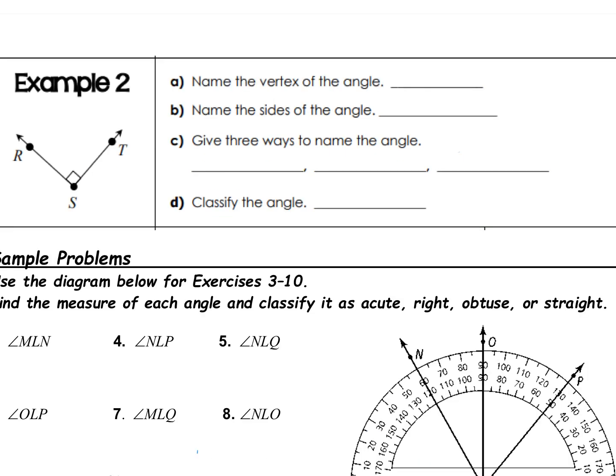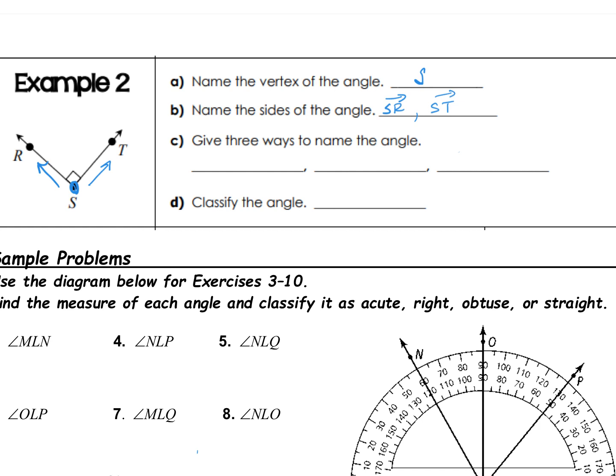All right, let's try that one more time. So on example 2, the vertex is where everything comes together, so that's going to be your point S. The sides are going to be the rays, so it is not just R, it is ray SR. And it is not just T, it is ray ST. So those are the sides of the angle.